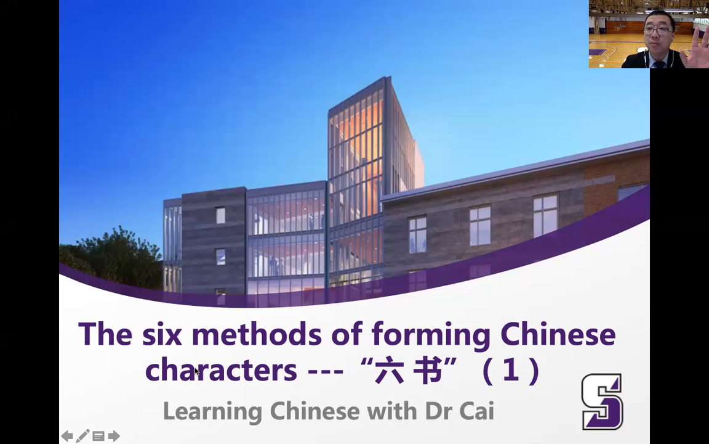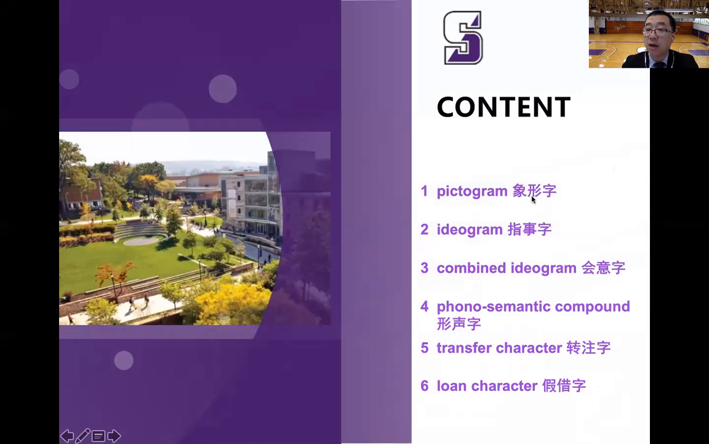Actually, this is the six methods of forming Chinese characters, namely pictogram 象形字, ideogram 指示字, combined ideogram 会意字, phonosemantic compound 形声字, transfer character 转注, loan character 假借. We're going to take a look at these one by one.